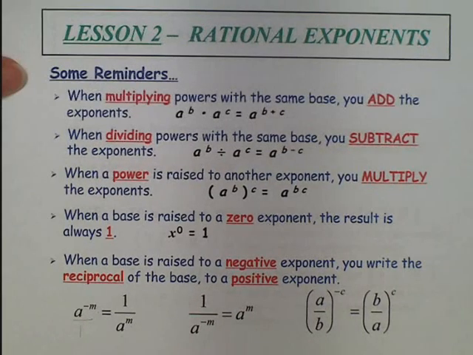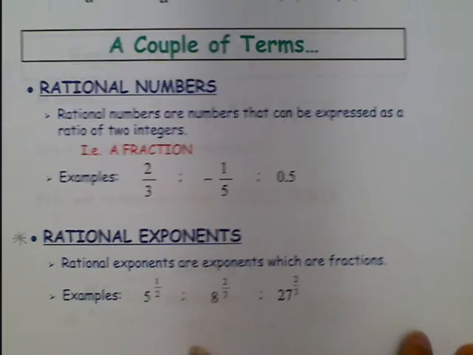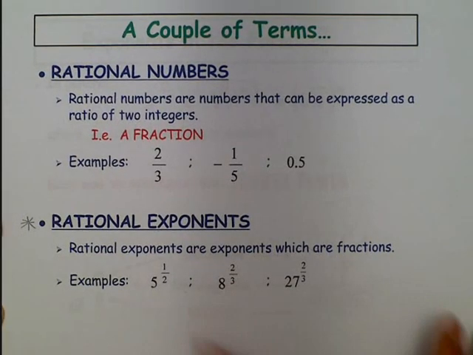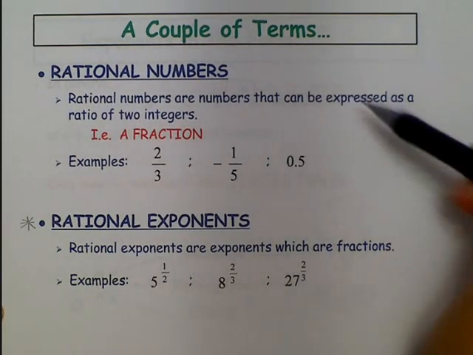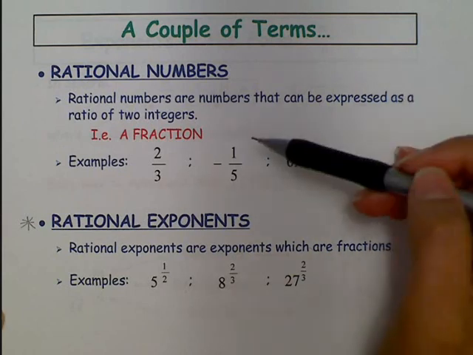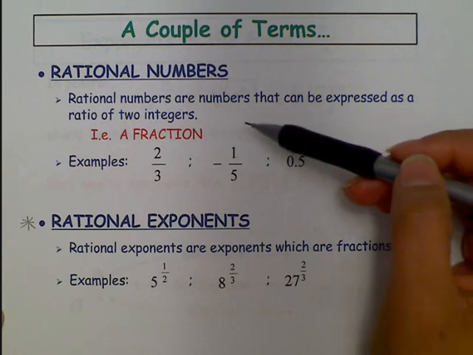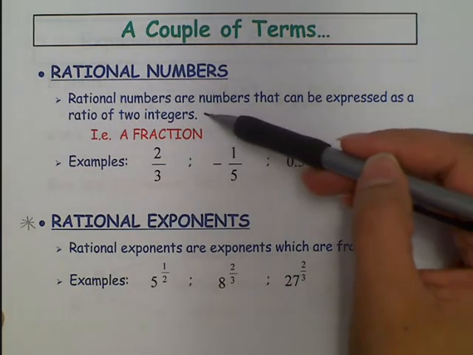Okay, what we're going to be looking at are rational exponents. So before we do that, we need to look at some terminology. So here's a couple of terms that may or may not be new to you. Starting with rational numbers. Rational numbers are numbers that can be expressed as a ratio of two integers. Or in other words, you're just looking at a fraction. These fractions have to have positive or negative whole numbers. That's why it says integers. So that you can't have any decimals within your fraction.